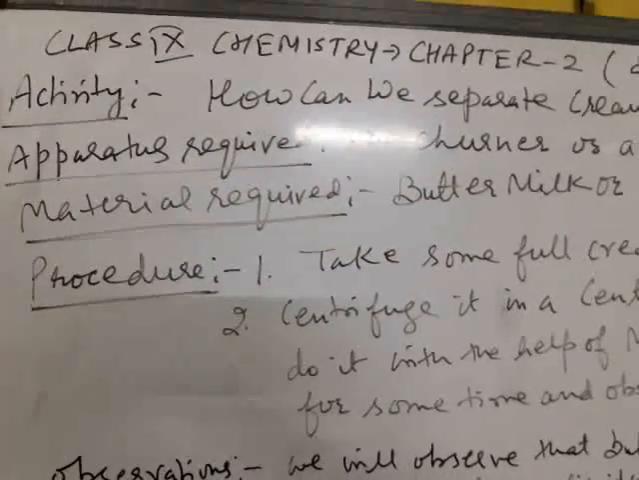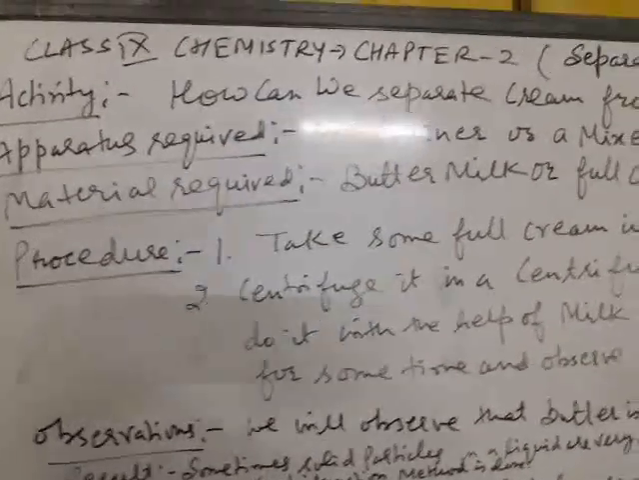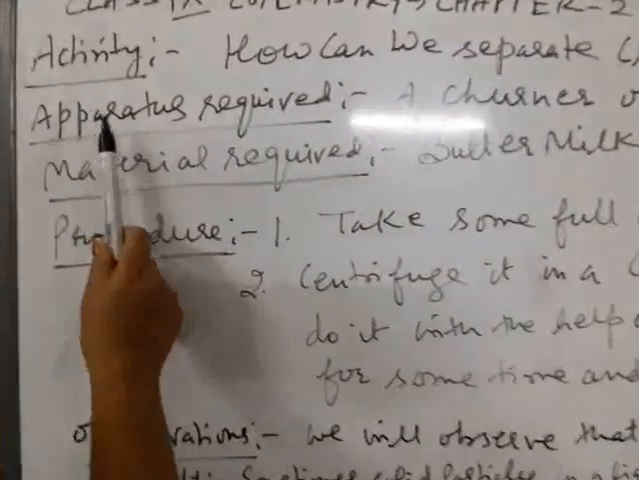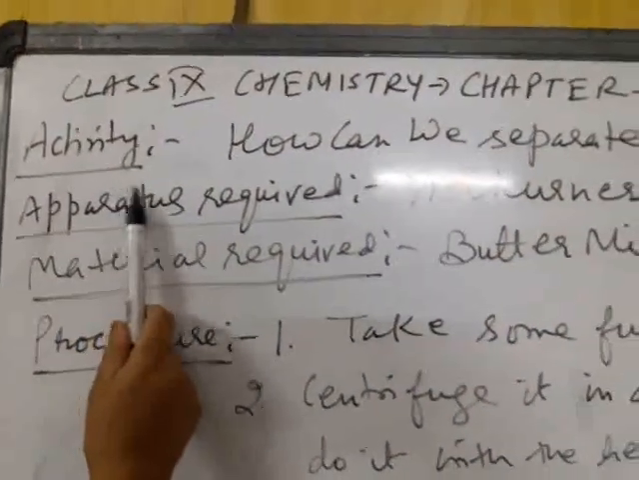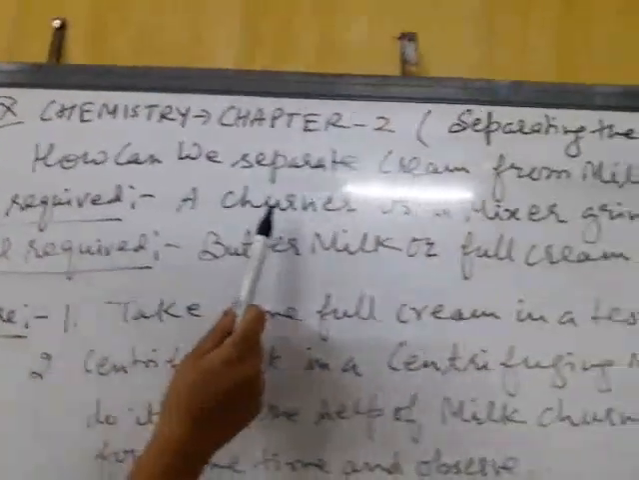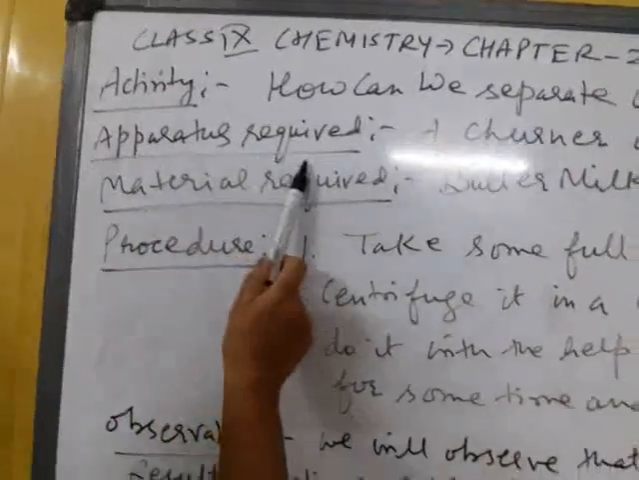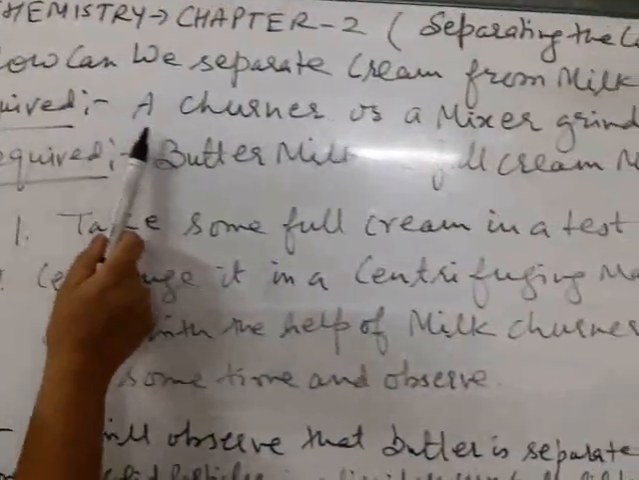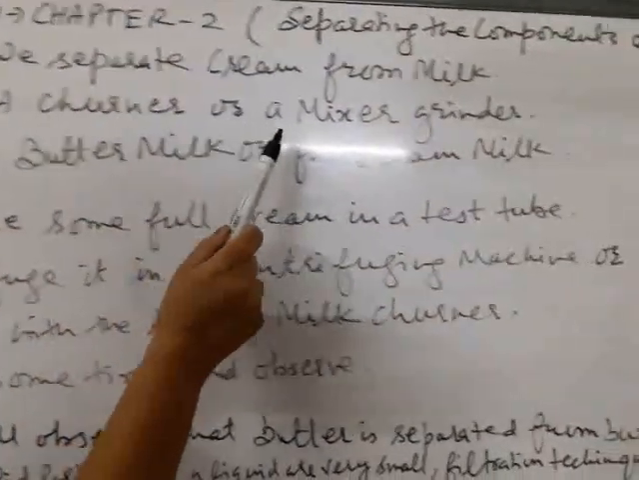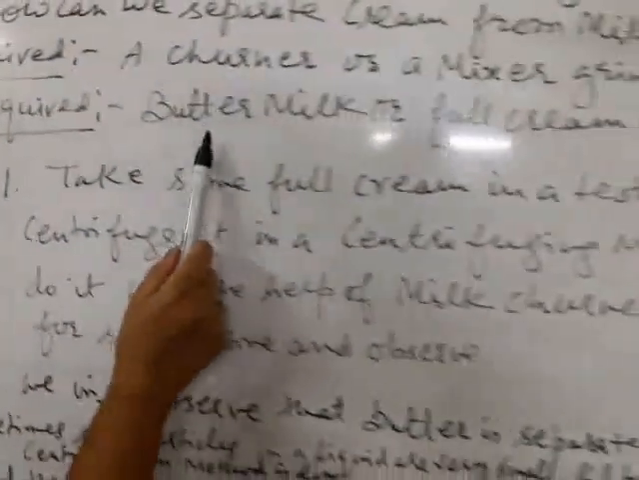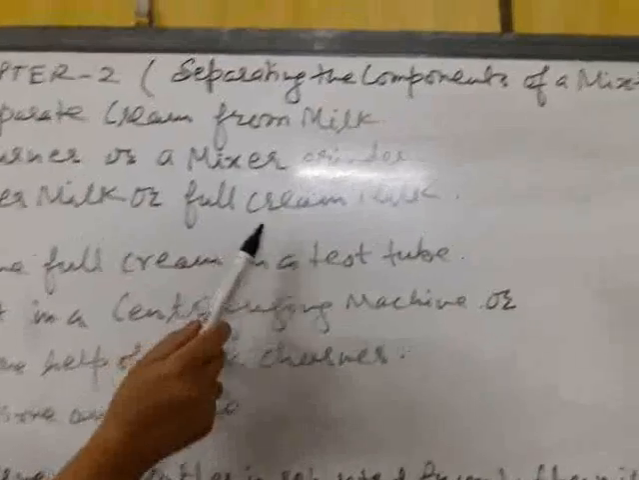Good morning, students. Today we will do another activity. How can we separate cream from milk? The apparatus required for this is a churner or a mixer grinder. The material required is buttermilk or full cream milk.